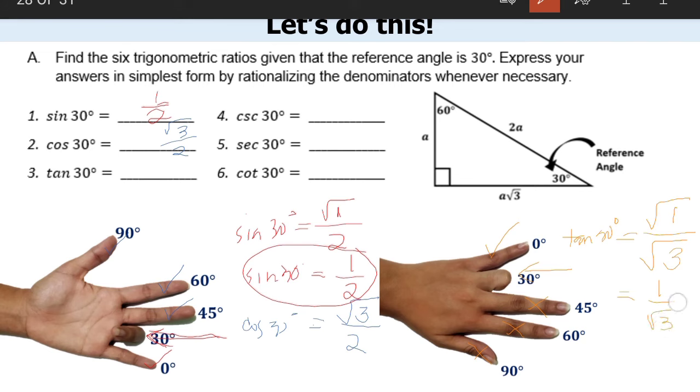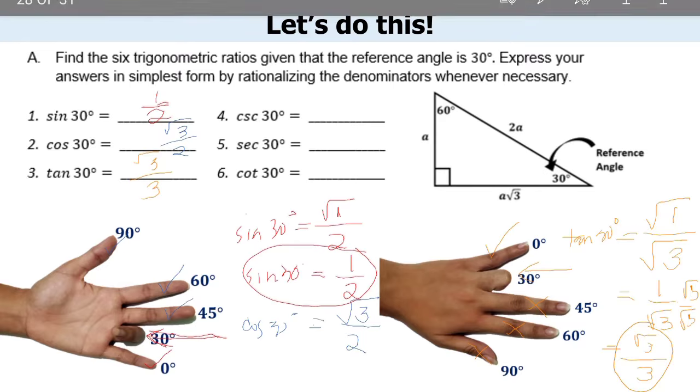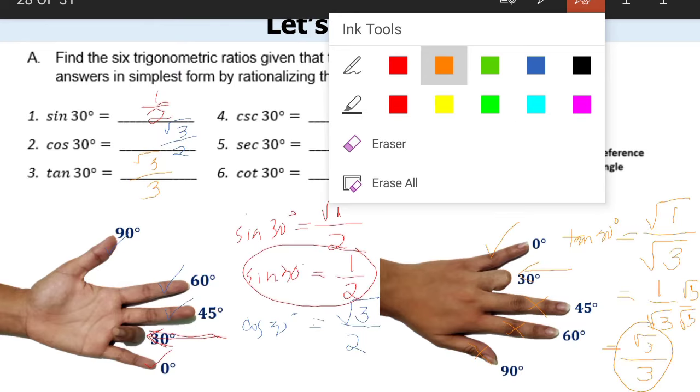To further rationalize, again, multiply by square root of 3 and square root of 3. So 1 times square root of 3 is square root of 3 all over square root of 3 times square root of 3 is 3. So your tangent 30 degrees is square root of 3 over 3. Now, you get the value or the ratio of the basic trigonometric function.